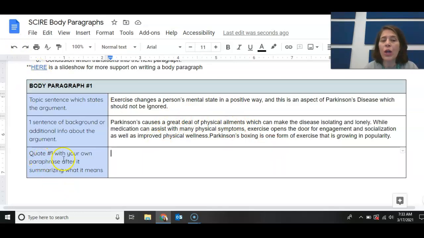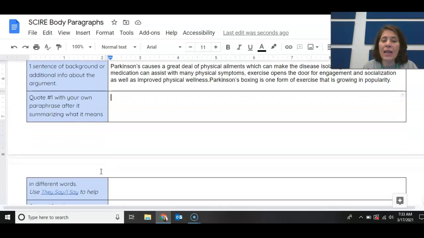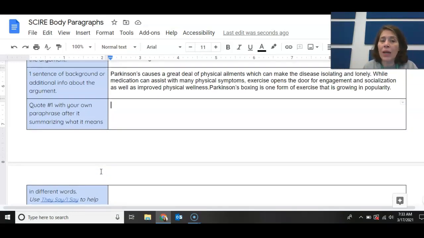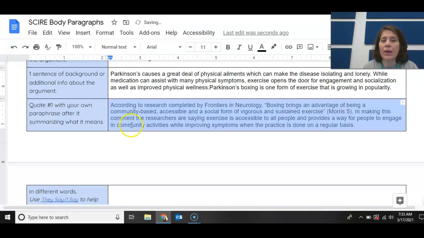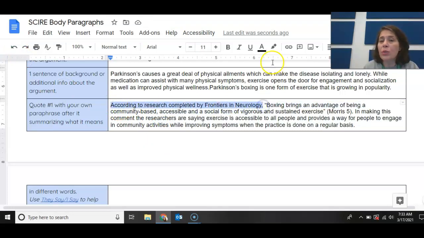Next, I have to include my first quote with my own paraphrase after it, summarizing what it means, okay? So I need to lead into the quote, provide the quote, and summarize the quote. Remember, I can use that they say, I say, they say, I say to help me summarize what it means using different words. So let's see what I did here. Here is my lead-in right here. Notice I didn't just put the quote, because if I just drop the quote in there, then I don't have anything to frame it, okay?